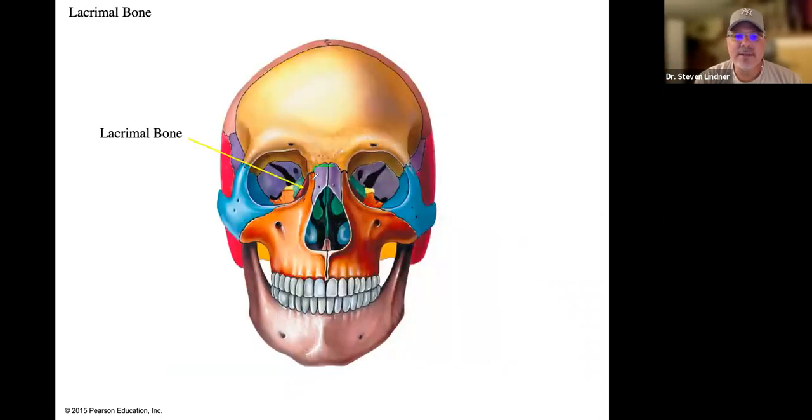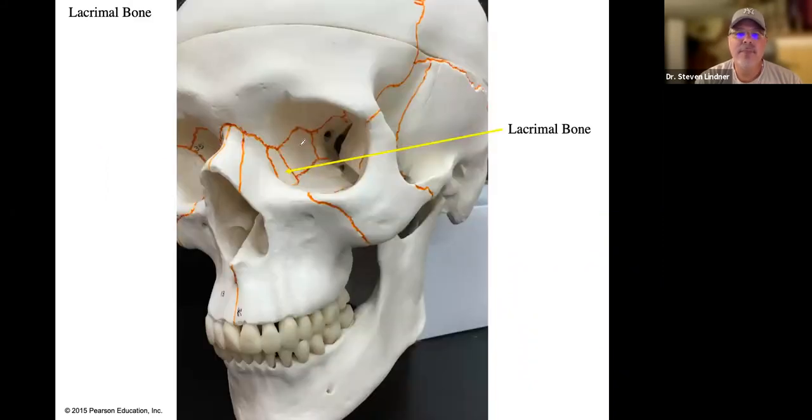All right, here's the nasal bone, and just lateral to it, right? This is more medial. As we go lateral, it's the lacrimal bone, not to be confused with the lacrimal fossa, which is up here. So the lacrimal bone is here. We'll put L for lacrimal. Again, here's the nasal bone. Here's the lacrimal bone. Lacrimal, ethmoid, sphenoid. LES, L-E-S, lacrimal, ethmoid, sphenoid.